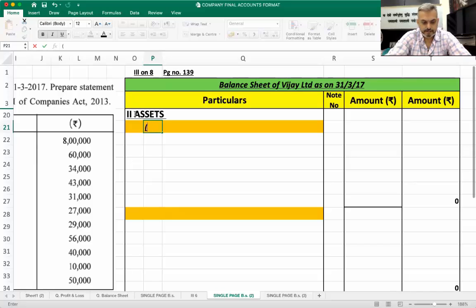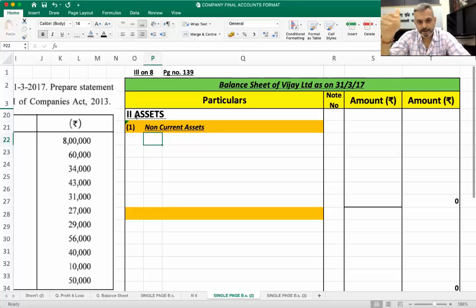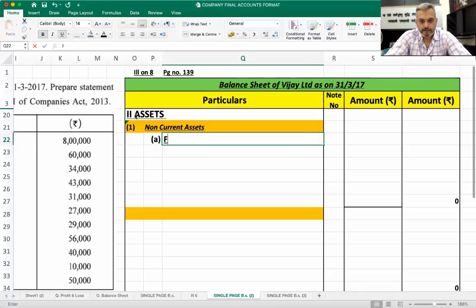Small a, 1. Non-current assets. Now assets have two main parts or two main headings for the balance sheet heading asset, that is non-current asset and current asset. So non-current assets, go for the first one, fixed assets.